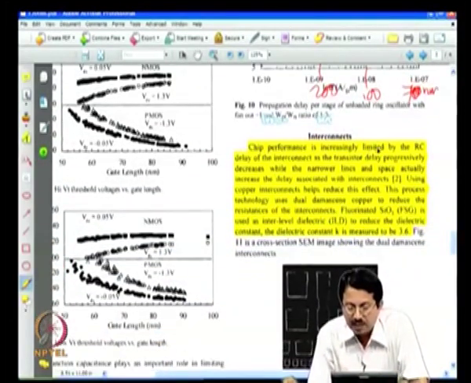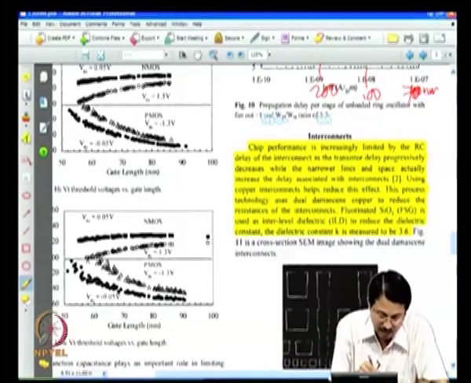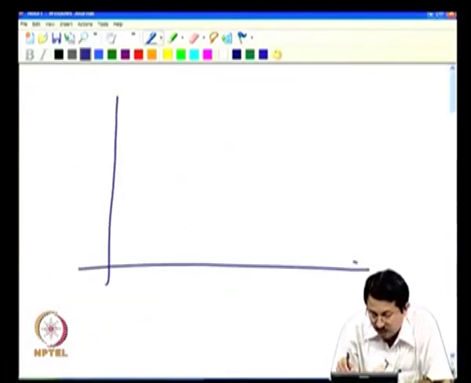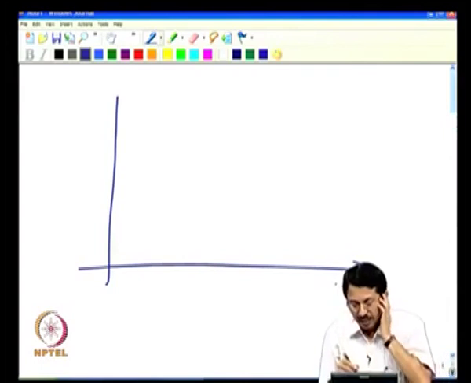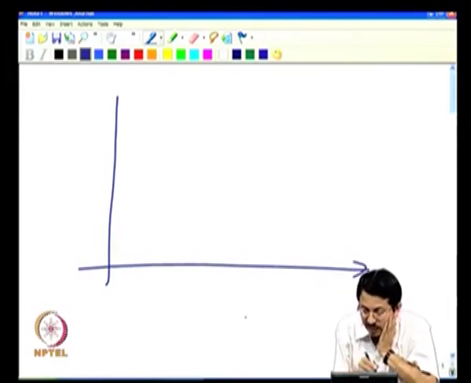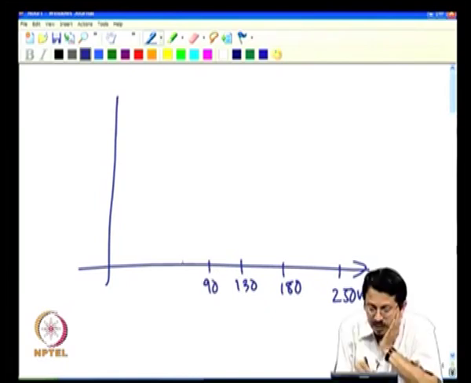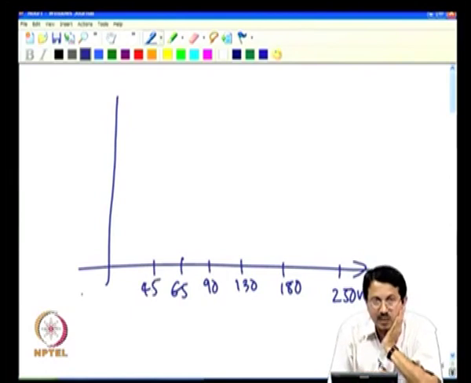So, chip performance is increasingly limited by the RC delay of the interconnect. Now, why is that? Let us look at what is happening with scaling. What have we done over scaling? We started from, let us say, technology of the order of 250 nanometer, quarter micron technology, 180 nanometer, 130, 90, 65, 45 and so on and so forth.